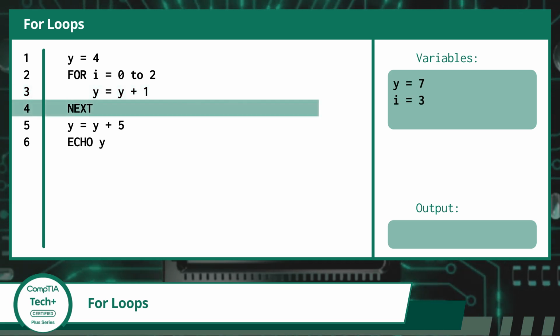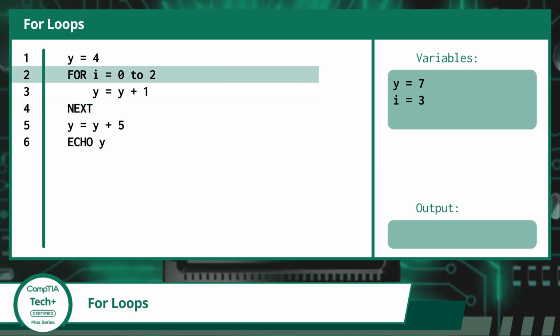On line 4, we see the word next. This next statement will increase the counter variable by the value of 1 and mark the end of our loop's third iteration. Now, this time when we pop back up to the top of the for loop, since the value of the variable i, which is currently 3, is no longer in the range of 0 to 2, we will not iterate through the for loop again. Instead we will continue on in the code with the next line following the for loop, which is line 5.